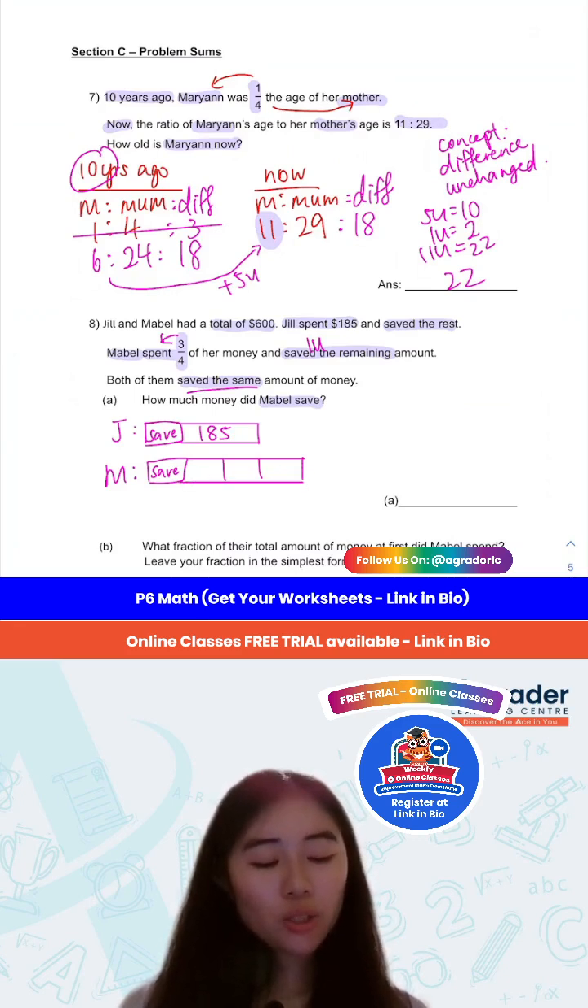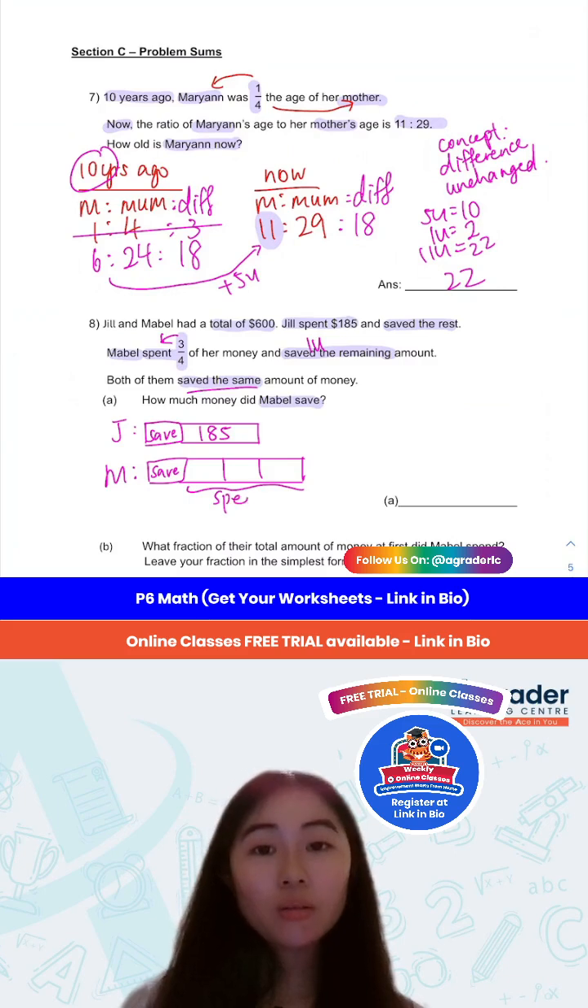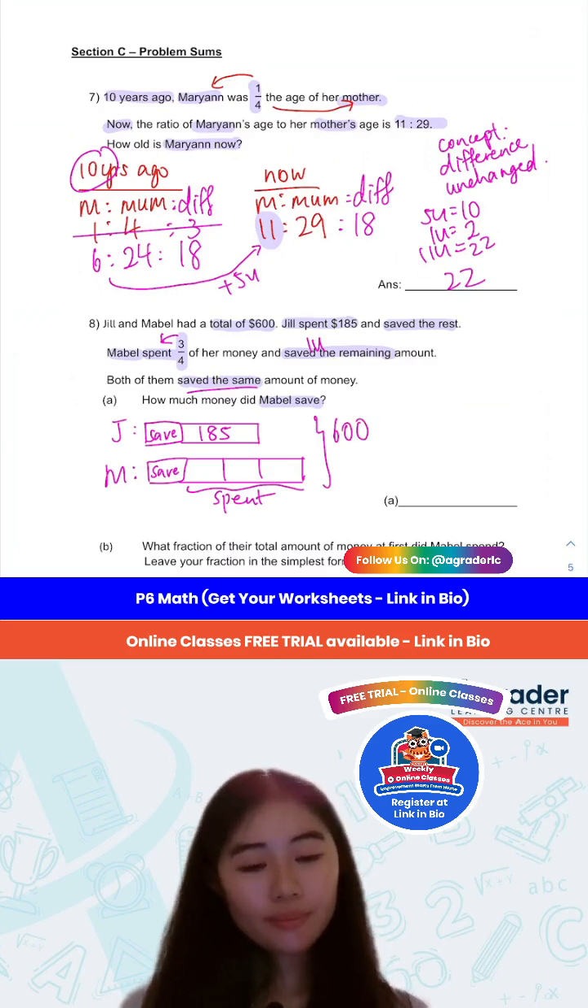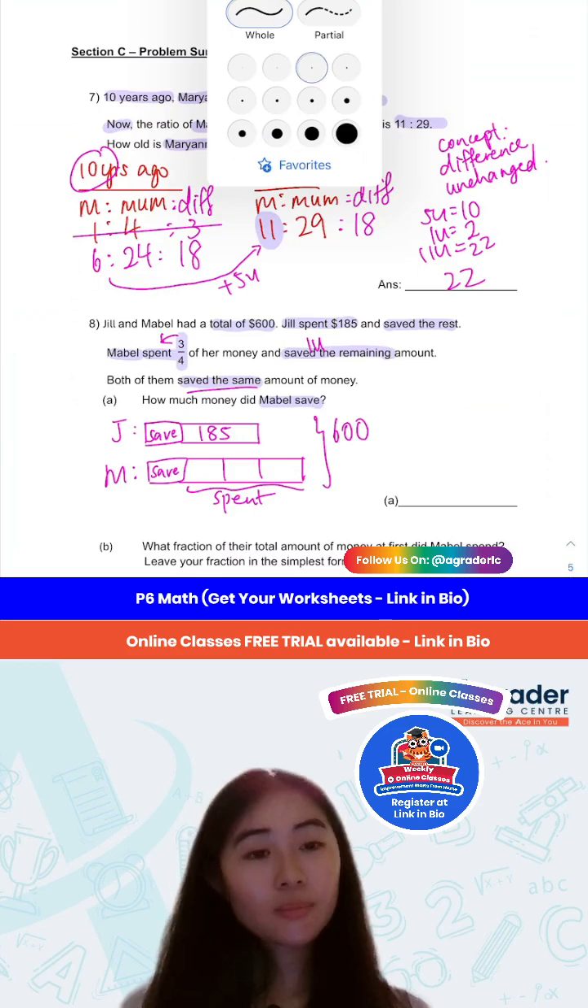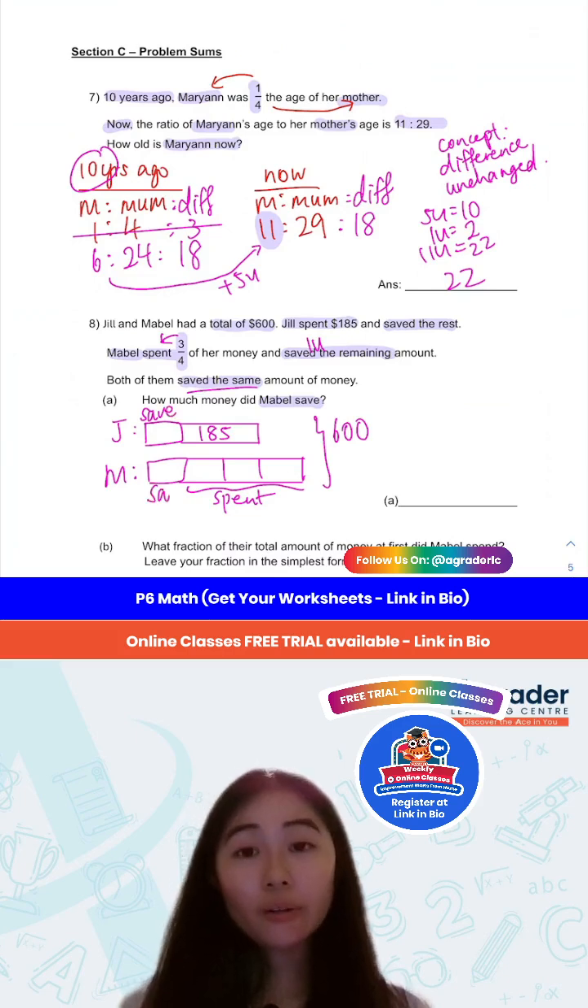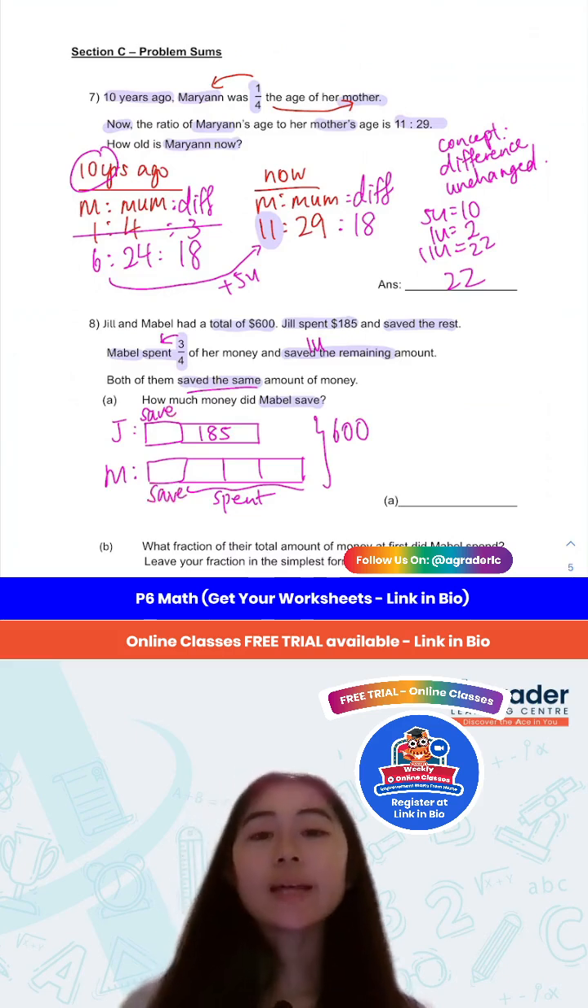Add on another 3 units for Mabel. So you can see that this is what she spent. And then the total amount is 600. I'm going to write the save outside the model so that it's clearer. Like this.